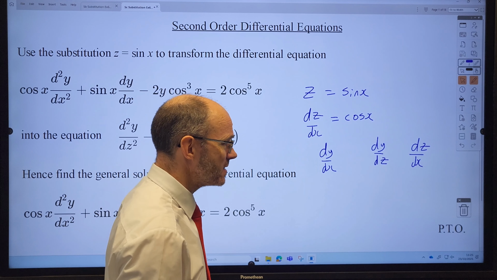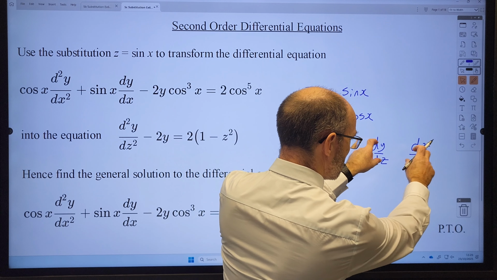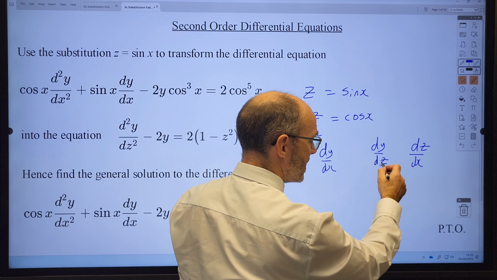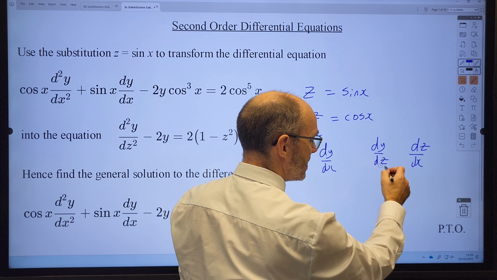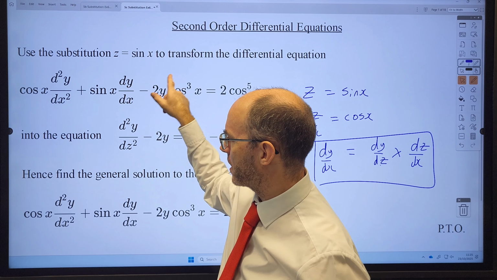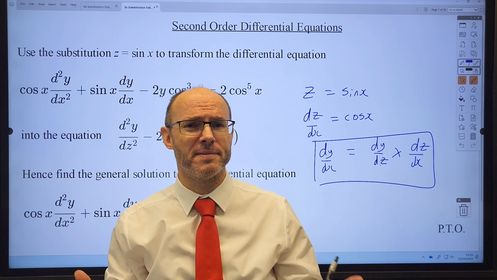What I'm noticing is if I multiply those 2 together, I've got dy dz multiplied by dz dx. Cancel those 2, and that actually gives me dy dx. So that is my starting point. I'm going to find the expression for dy dx, and then d2y dx squared, and then I'll be able to substitute them, hopefully neatly, into this to get that. That's my game plan, anyway.